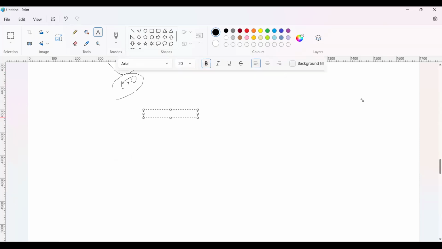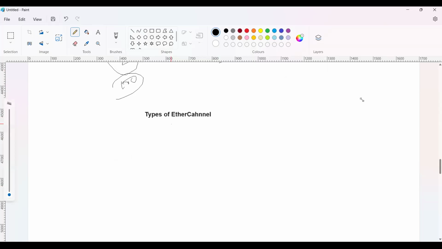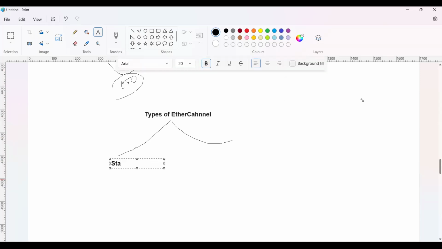Good. Types of EtherChannel. Here we have 2 types of EtherChannel. One is static and another one is dynamic.